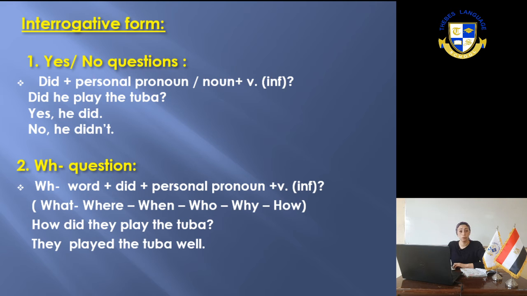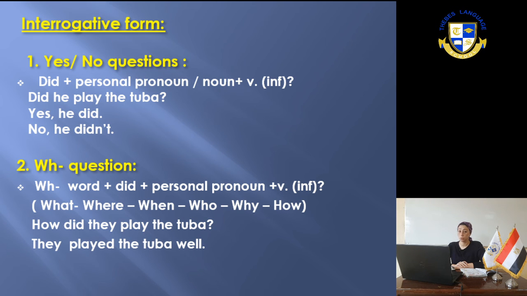The interrogative form. The interrogative, of course, all of you know that it means the question form. We are having the yes and no question and the WH question. To start with the yes and no question, we start with did plus a personal pronoun like he or she or you or they, or a noun, of course, plus the verb infinitive. For example, did he play the tuba? So you can answer with yes he did or no he didn't.